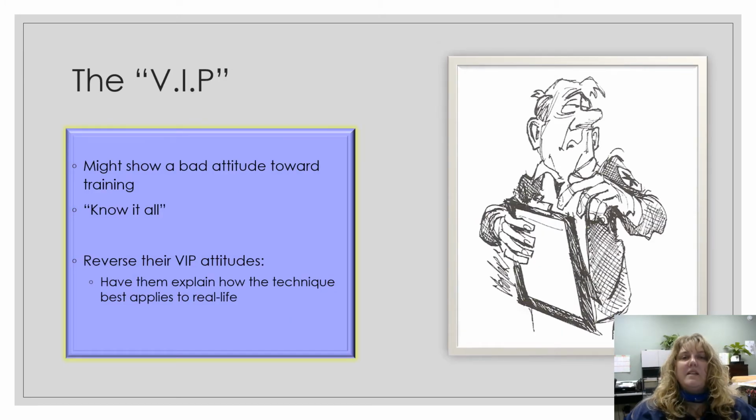Now the V.I.P, this is very, very similar to the one that feels like they're the prisoner. And because they are the V.I.P, they may have that bad attitude toward training because they already know it all. This is beneath me, excuse me. So reverse their V.I.P attitudes. Have them explain how the technique best applies to real life. Engage them in it. Well, you think that we did a bad job? Tell me what we could have done different.